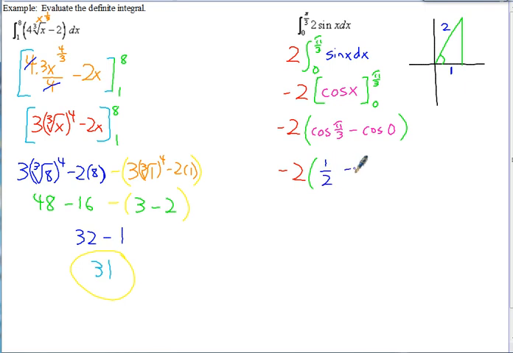Minus the cosine of 0. Well, 0 is right here. And remember, cosine is the x-coordinate, which is 1. So we have negative 2. 1/2 minus 1 is just negative 1/2. It's like 1/2 minus 2/2. And negative 1/2 times 2, the negatives reduce as well as the 2, so all that's left is just 1.